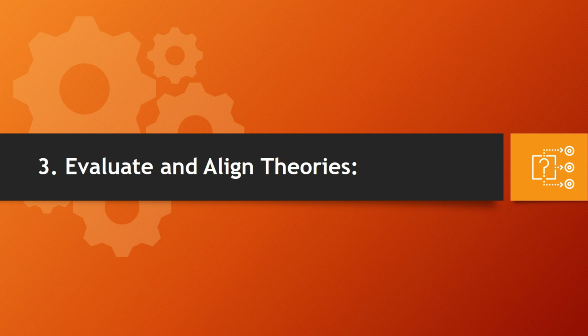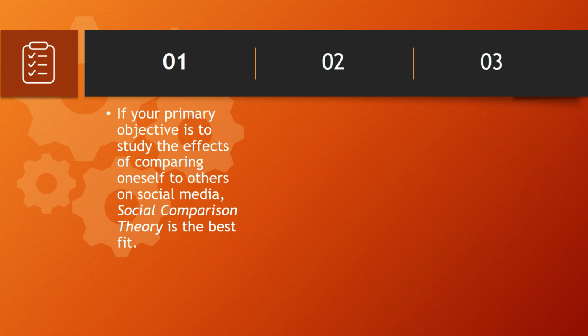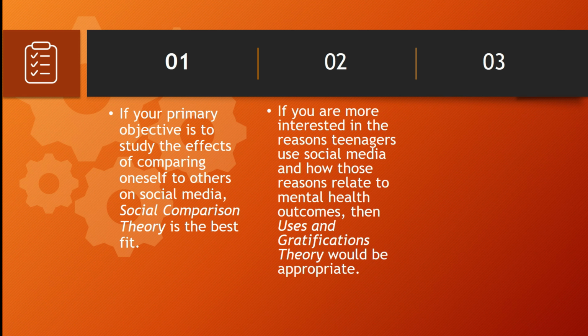After reviewing these theories, the next step is 3. Evaluate and align theories. If your primary objective is to study the effects of comparing oneself to others on social media, social comparison theory is the best fit. If you are more interested in the reasons teenagers use social media and how those reasons relate to mental health outcomes, then uses and gratifications theory would be appropriate.